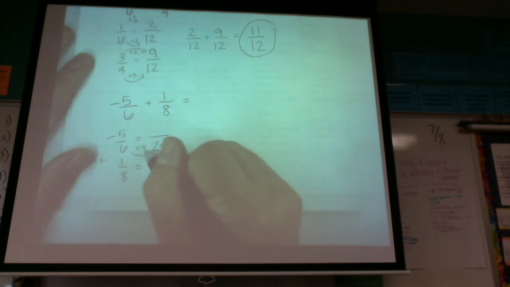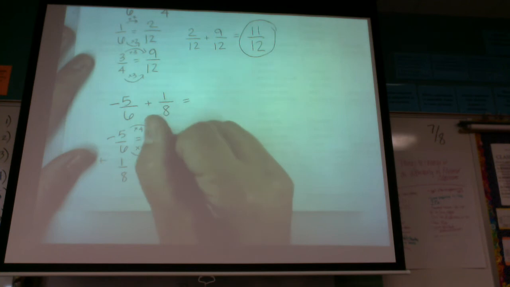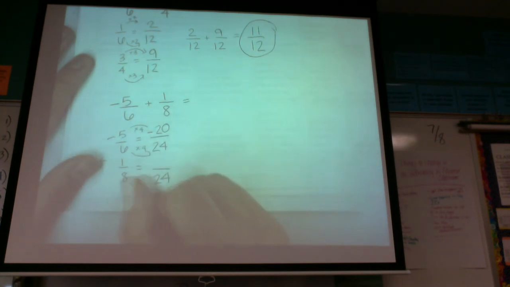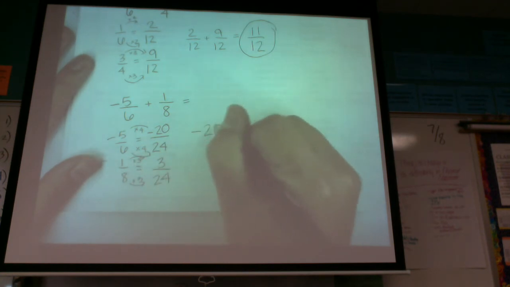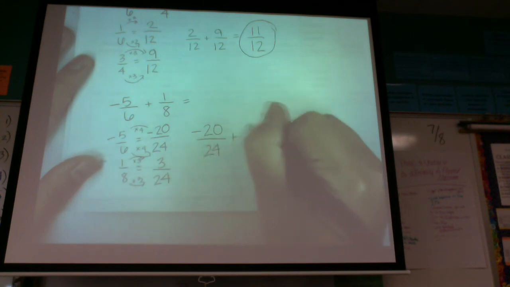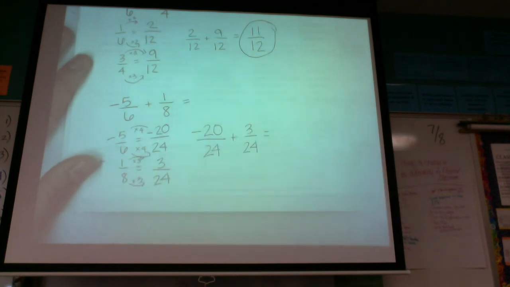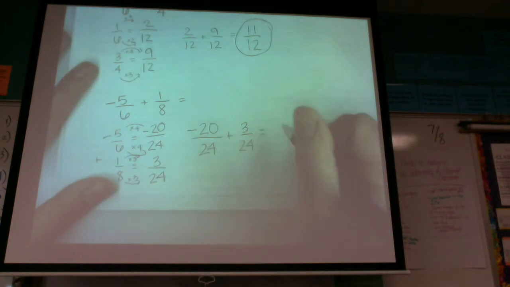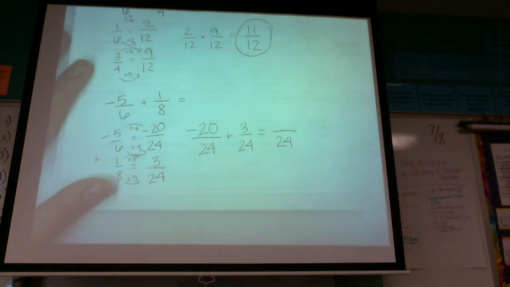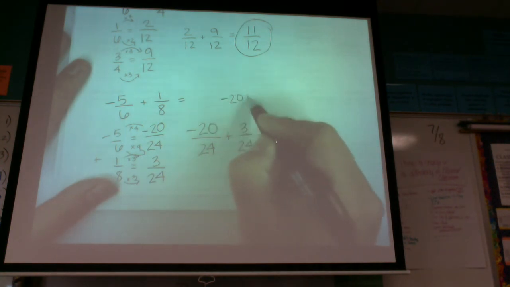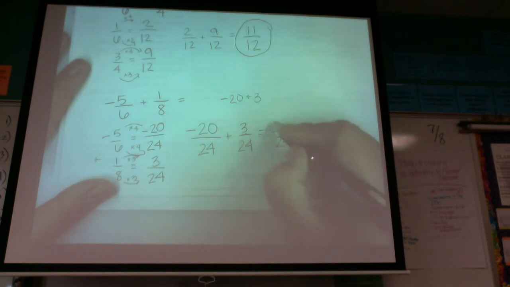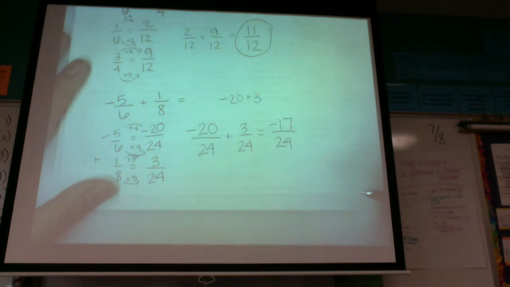So 6 times 4 is 24, so -5 times 4, which is -20. Got to keep in mind those integers. 8 times 3 is 24, so 1 times 3 is 3. So now I have -20/24ths plus 3/24ths. Okay, we know that our denominator is going to stay the same. We know that's going to stay 24. Up top, I have -20 plus 3. So I need you to think -20 plus 3 is going to be -17. That is already simplified as far as it can go. So that then is your answer.